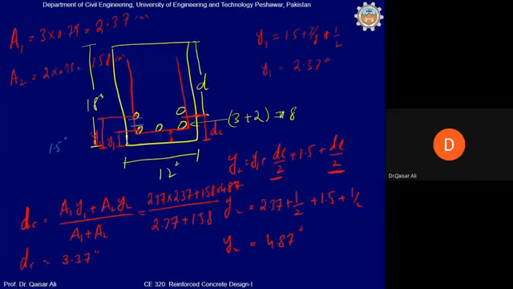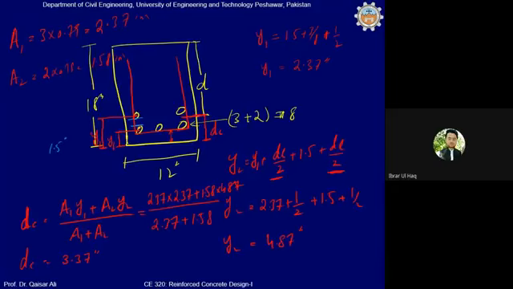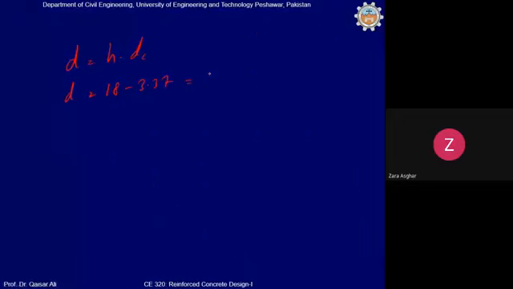So now you can calculate the actual D, and actual D is equal to H minus DC. H is 18 minus DC is 3.37. So tell me this value. 14.63. 14.63 inches.